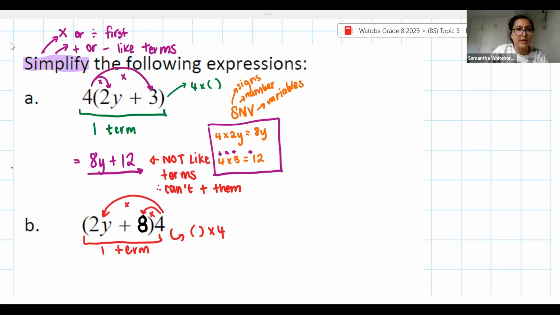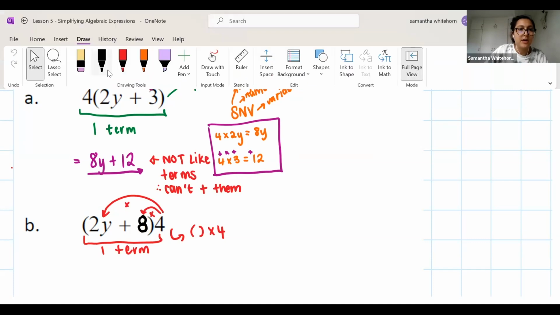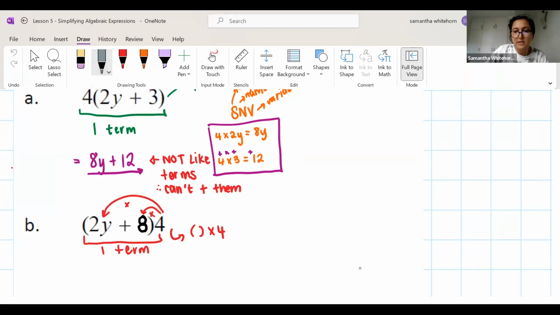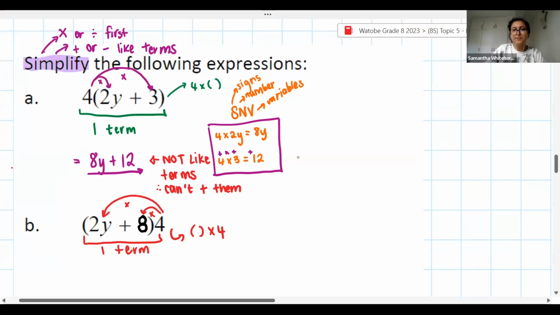Right, grade 8s, who would like to raise their hand to explain for us how they did question B over here? Nice, I like that we've got so many hands. Sia, do you want to help me here?